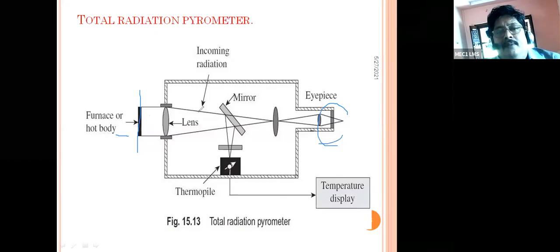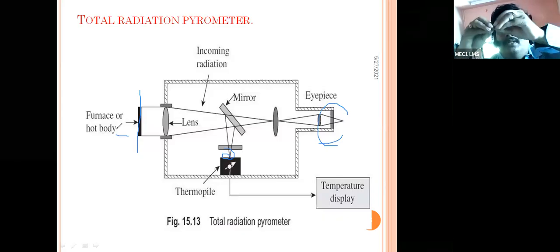After the lens, it will be focused on the mirror. From the mirror, some percentage of the radiations will be reflected, and it converges. See here, it converges at one point. At this point, we have to arrange a device called a thermopile or a thermistor, with which the temperature of the hot body is measured. That means all the radiations will focus at one point.